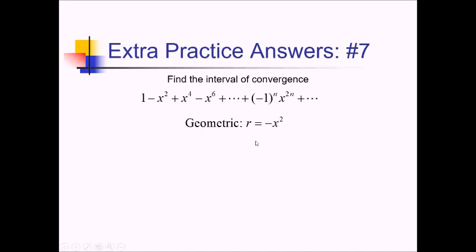So absolute value then of x squared, I don't have to write the negative if I've got the absolute value. And to solve for x here, we just square root both sides. So we have absolute value of x is less than 1, the square root of 1. And then I can just rewrite this without the absolute value as negative 1 less than x less than 1. Since this is geometric, the endpoints are never included in the interval of convergence, so we are done.